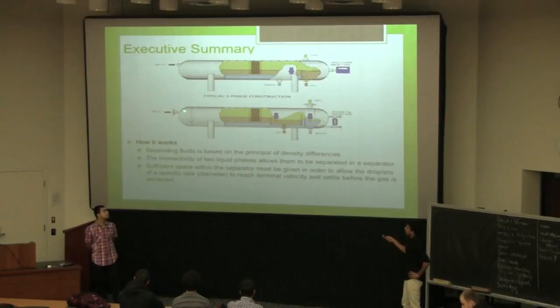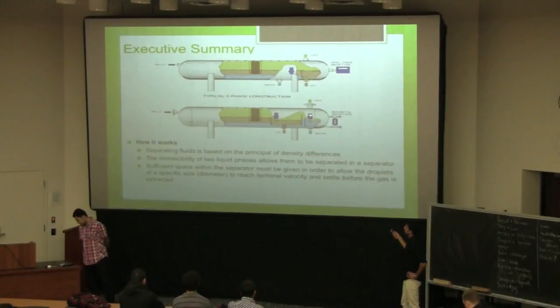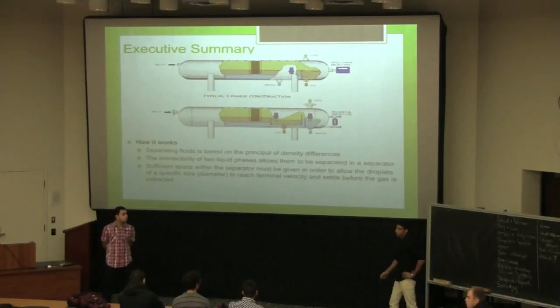Usually, this setup would have an inlet diverter, which would reduce the momentum of the flow coming in and the splashing, as well as a mist extraction unit here, which will prevent any oil or water droplets from entering the gas if we were to reach that point.